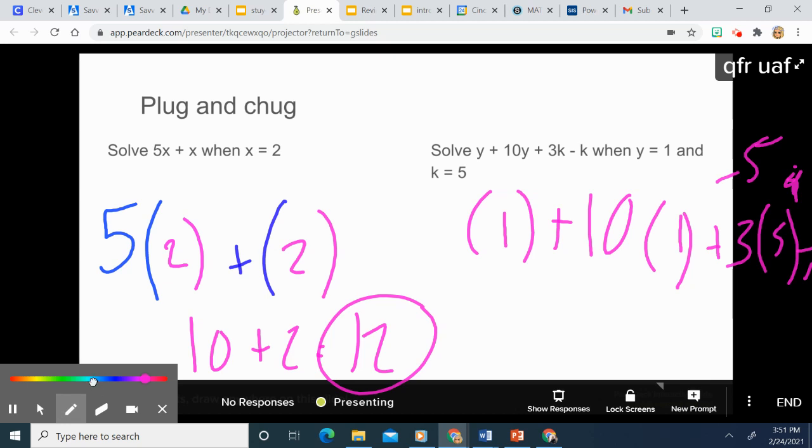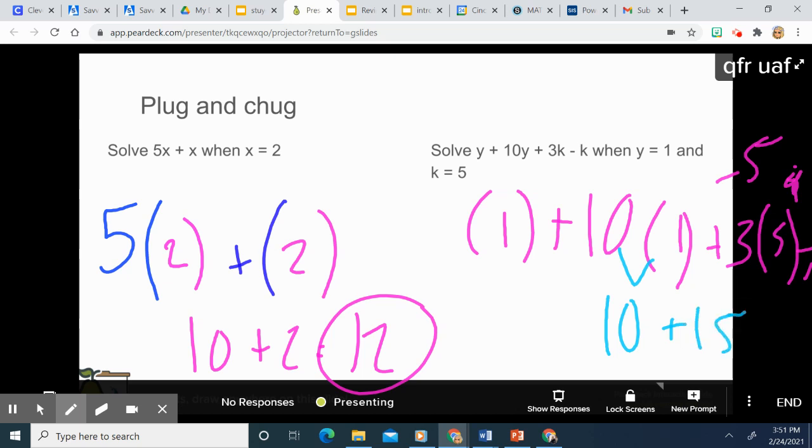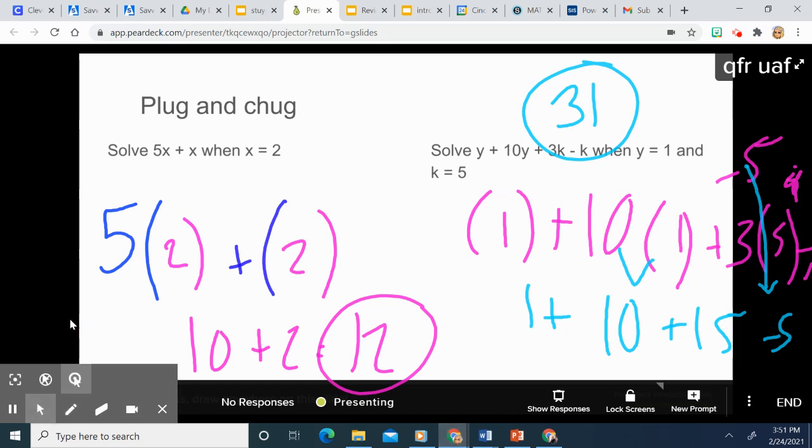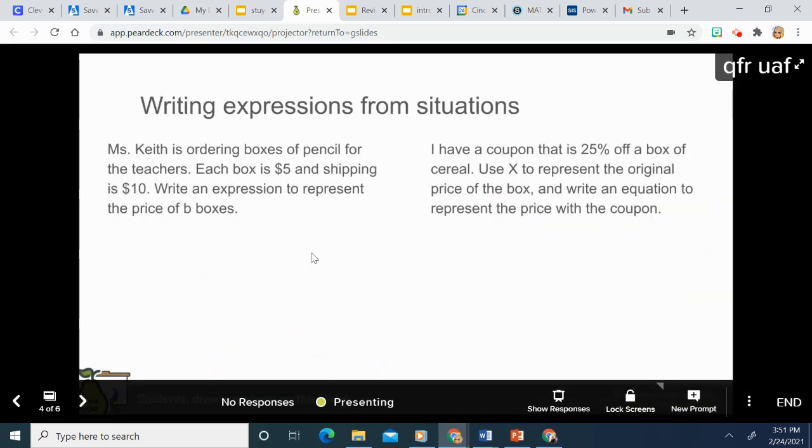All right, anyway, so now I don't have any like terms, they're all numbers, so now I can chug. Let's do my multiplication first. 10 times 1 is 10, plus 3 times 5 is 15. I have this negative 5, I'm just gonna drop it down, and I have this 1. Now I can keep going. 1 plus 10 is 11, plus 15 is 26, minus 5 is 21. Hopefully you got that. All right, go ahead and answer this one. All right, let's see how you did.